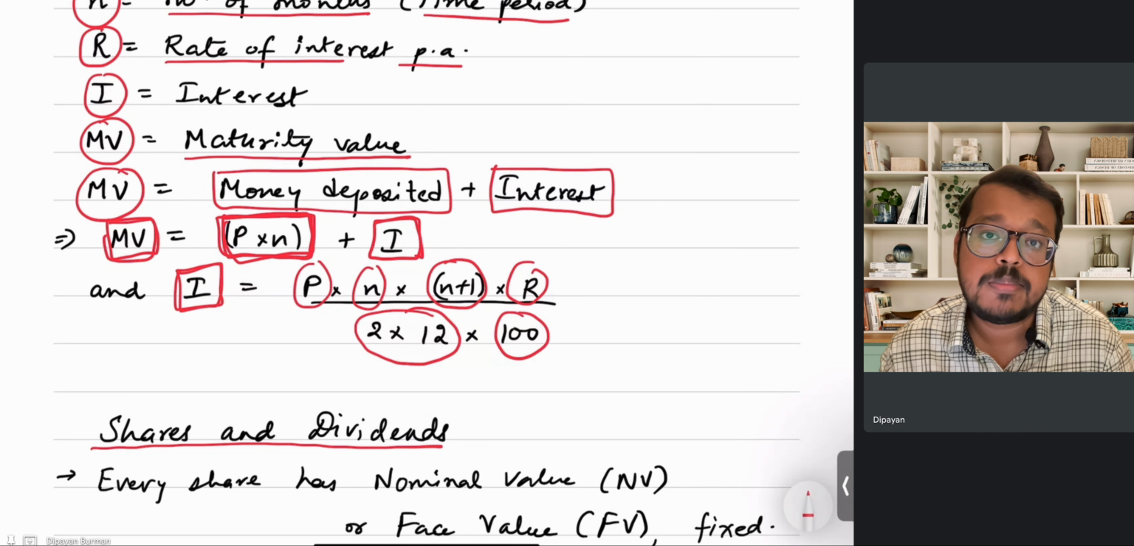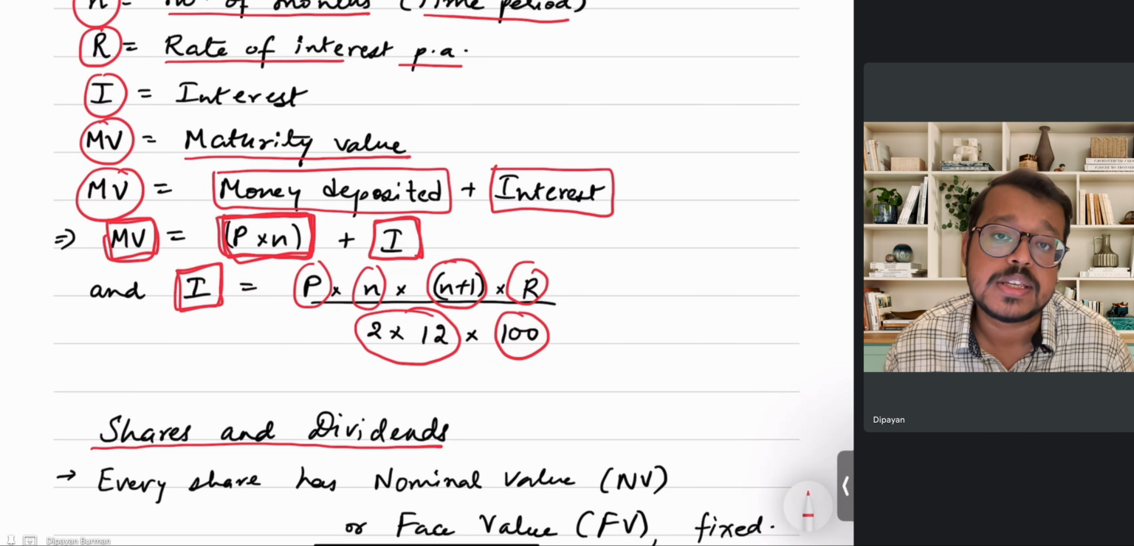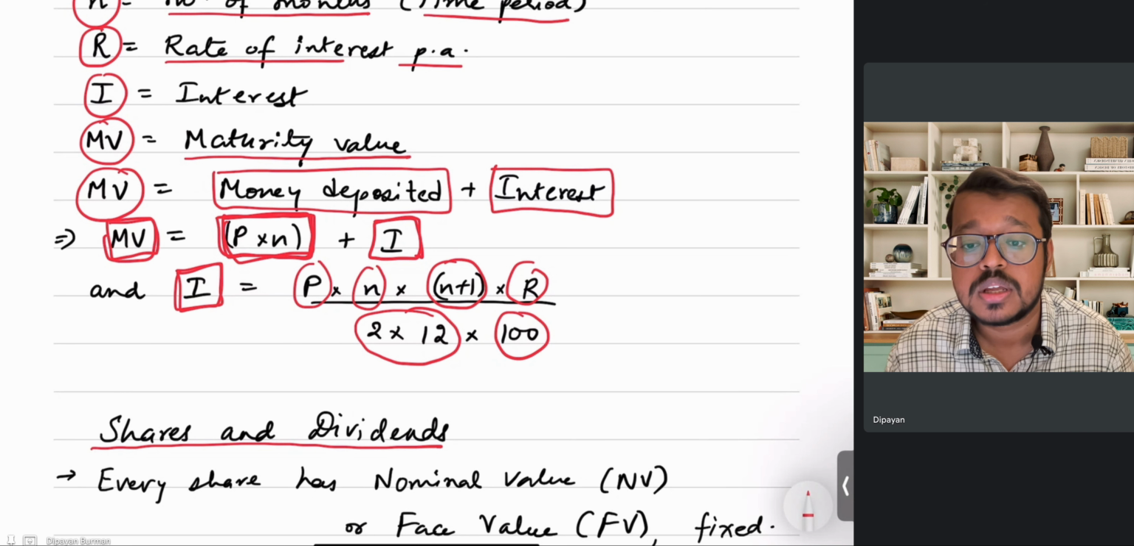Now questions will be asked where some of these values are given and you have to find one missing value. So we just need to substitute the values in the formula and solve that as an equation. The unknown quantity will be the variable and we need to solve it as an equation.